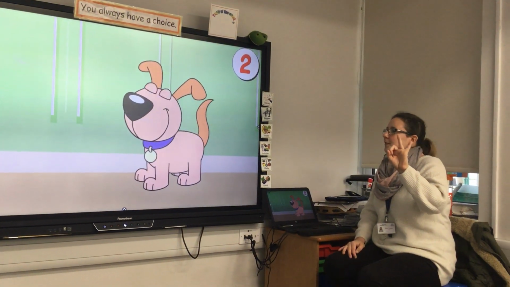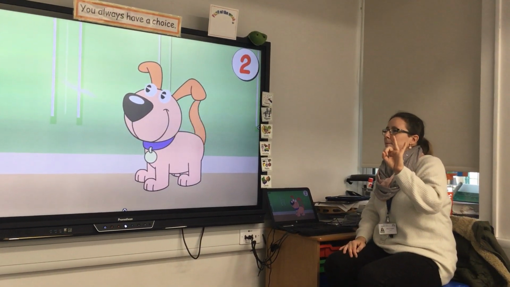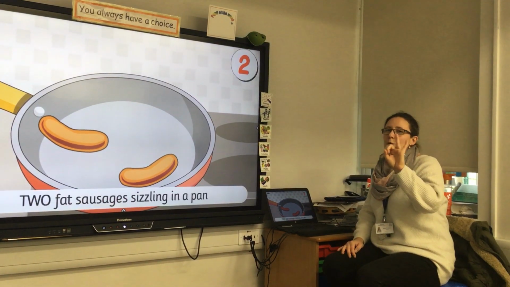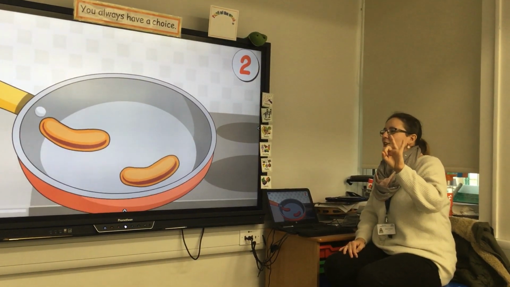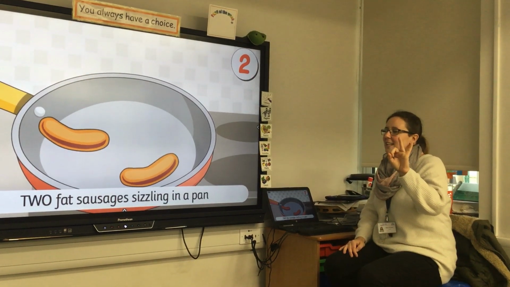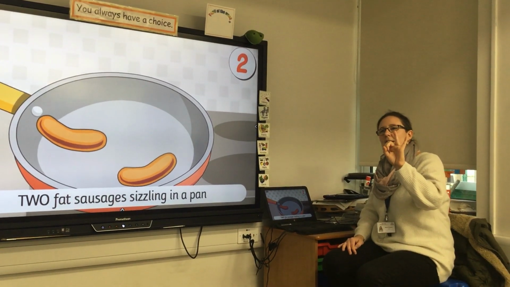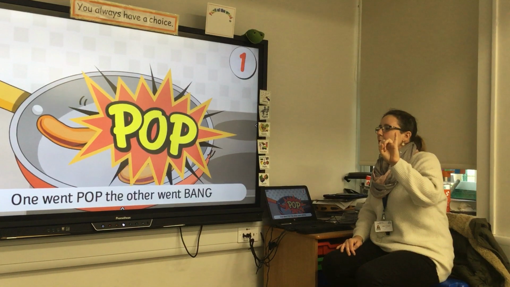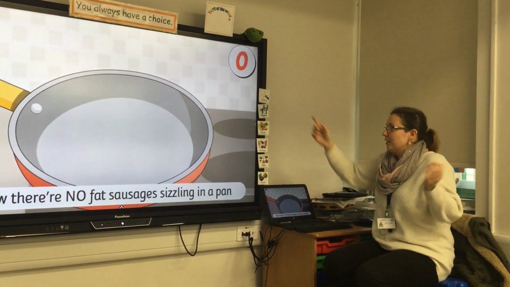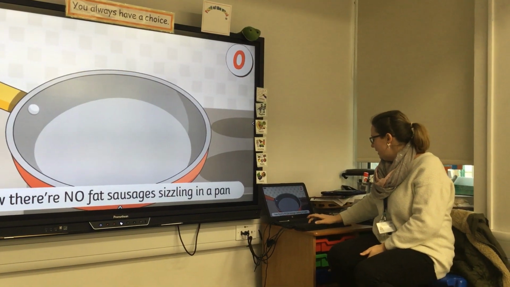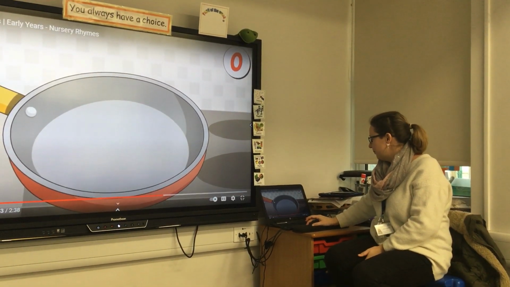2 fat sausages sizzling in a pan. Sizzling. One went pop, the other went bang. Now there's none.